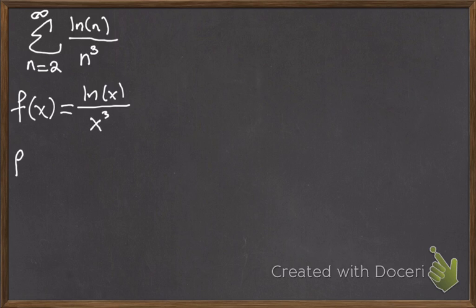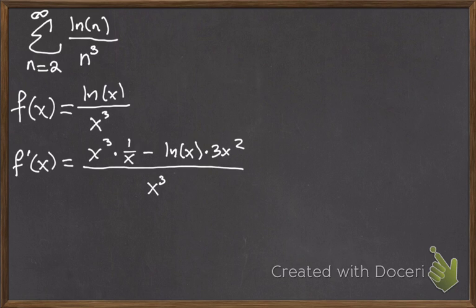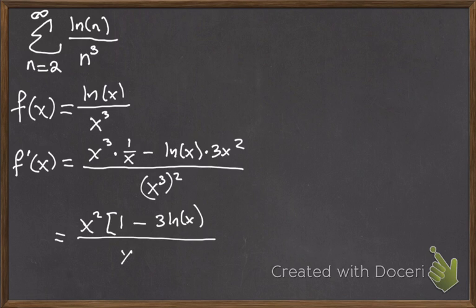The thing that we need to check is that it's decreasing, or decreasing eventually. So we'll go ahead and take the derivative of that. So we've got low d high minus high d low, all over low squared. And we're going to have an x squared to factor out, so factor out an x squared, and 1 minus 3 natural log of x all over x to the 6th. We'll go ahead and reduce, and we have 1 minus 3 ln of x all over x to the 4th.